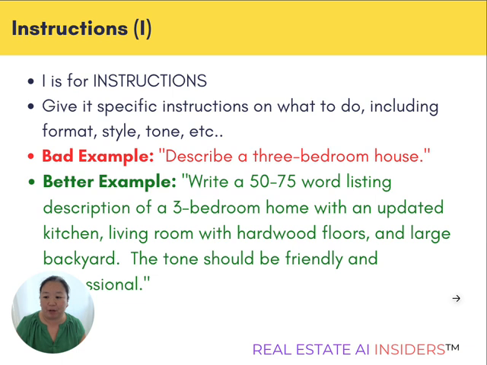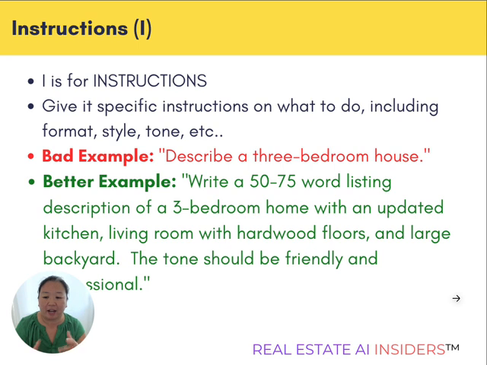A better example would be: write a 50 to 75 word listing description of a 3-bedroom home with an updated kitchen, living room, hardwood floors, and a large backyard. Just give it some bullet points about what this property is like. And then you can also tell it the tone, right? It should be friendly and professional.